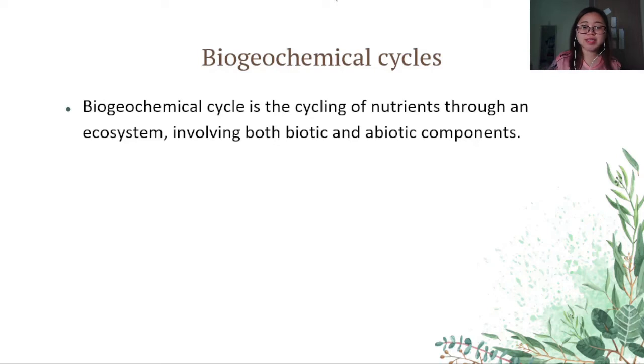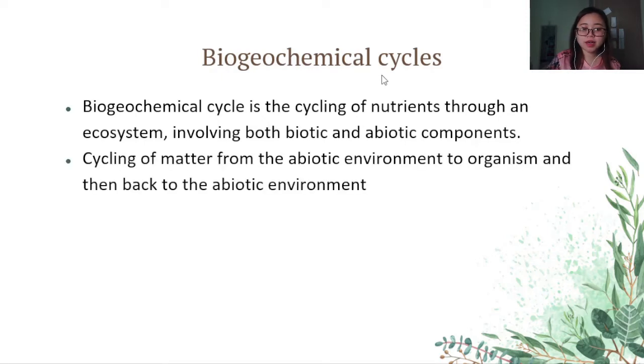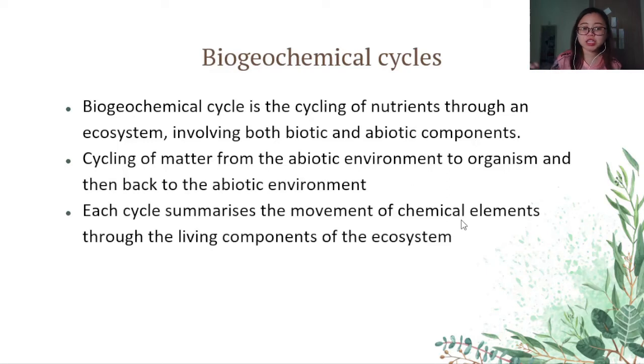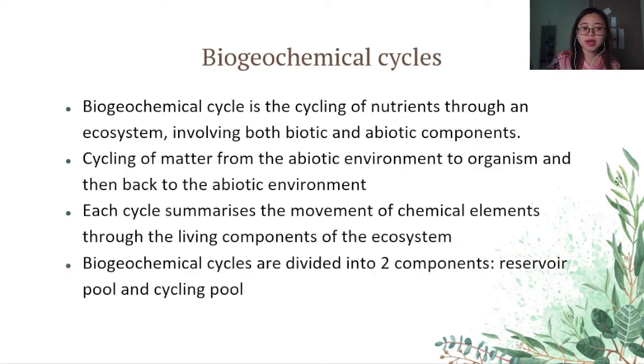Biogeochemical cycle is the cycling of nutrients through an ecosystem involving both biotic and abiotic components. The cycling of matter from the abiotic environment to organism and then back to the environment is a biogeochemical cycle. And each cycle summarizes the movement of chemical elements through the living components of ecosystem. Biogeochemical cycles are divided into two components, which is the reservoir pool and the cycling pool.